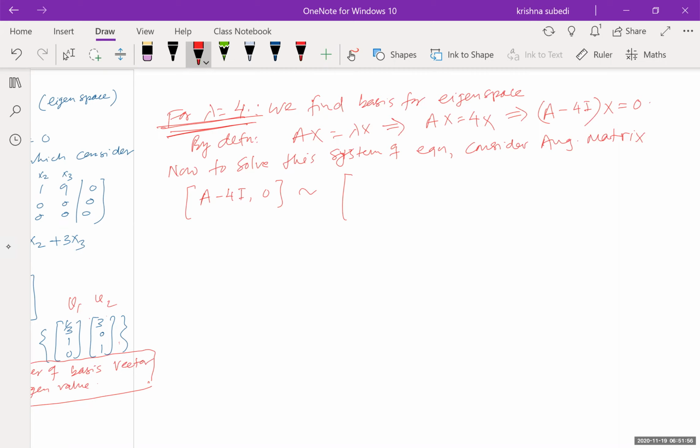Can you tell me what A minus 4I will be? Somebody help me. -1, 0, 0, then -3, 0, 9, and 0, 0, -1. Thank you. Good. I want to verify that with other people. Everyone got the same? Okay, good. If you get the same thing, then it must be the correct one. It's very difficult to get the same wrong answer.